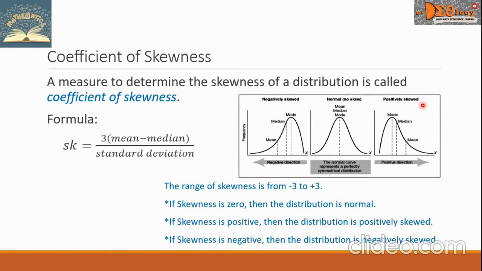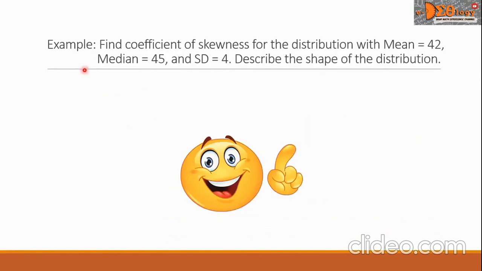Again, here are the distribution shapes where the middle is the normal when skewness is 0. When skewness is positive, we expect a graph that looks like this, while when skewness is negative, the graph is like this. Let us see this example. Find coefficient of skewness for the distribution with mean equals 42, median equals 45, and SD or standard deviation equals 4. Describe the shape of the distribution.